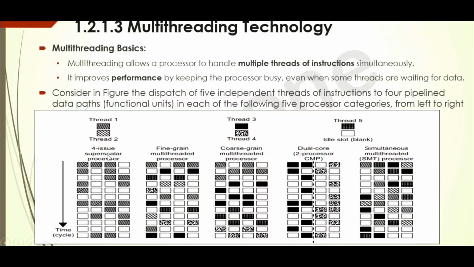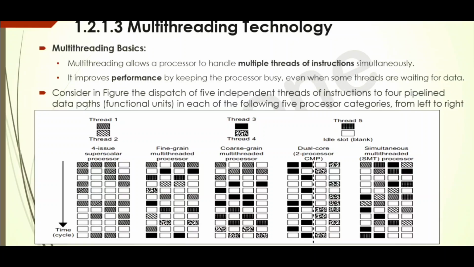The first one is a 4-issue superscalar processor that handles 4 tasks at once per cycle. Then the second one is a fine-grained multi-threaded processor that switches between 2 to 4 tasks quickly. Then the third one is a coarse-grained multi-threaded processor that switches tasks less often, when one waits. Then the fourth one is a dual-core processor that uses 2 cores to split tasks, as we can see in the diagram. Then the fifth one is a simultaneous multi-threaded processor that runs multiple tasks at the same time on one core.